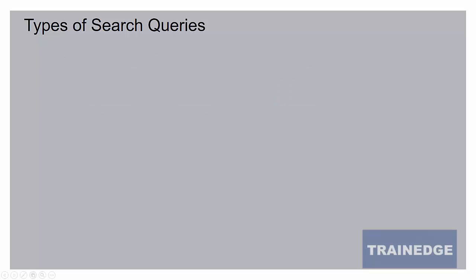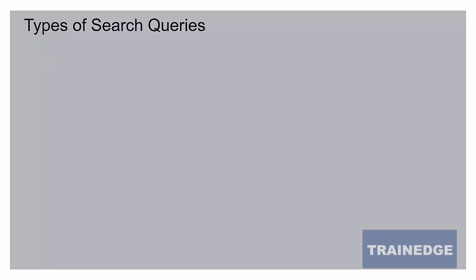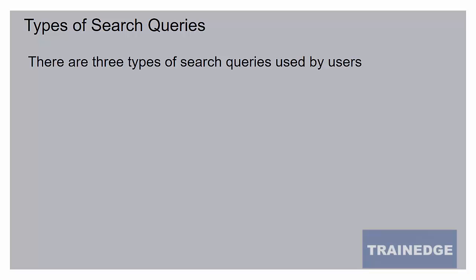Let us look at the types of search queries people use. There are primarily three types of search queries people use on a search engine. Informational search queries, where somebody is seeking information about a topic. For example, I might enter places to see in Goa. That is an informational search. I'm trying to collect information about places I should visit or see when I'm in Goa.